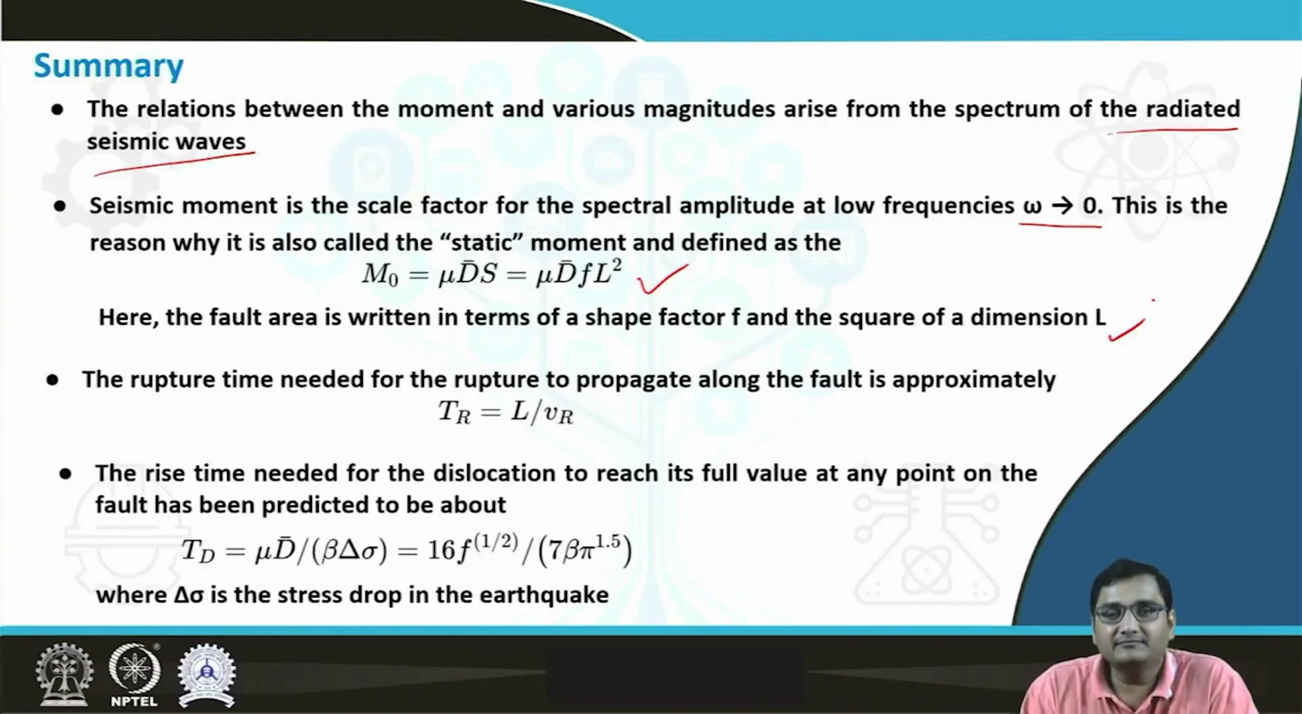The rupture time needed for the rupture to propagate along the fault is approximately Tr is equal to L upon Vr. The rise time needed for dislocation to reach its full value at any point on the fault has been predicted to be about Td, that is equal to mu d bar by beta delta sigma is equal to sigma 16 f to the power 1 by 2 divided by 7 beta pi to the power 1.5, where delta sigma is the stress drop in the earthquake.